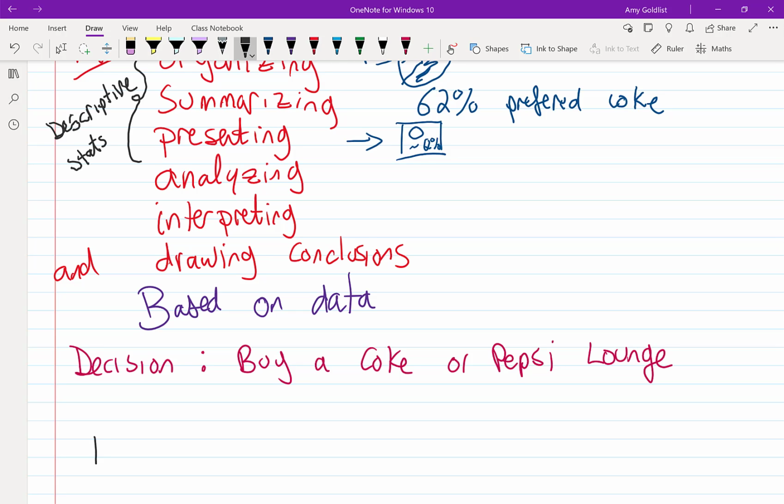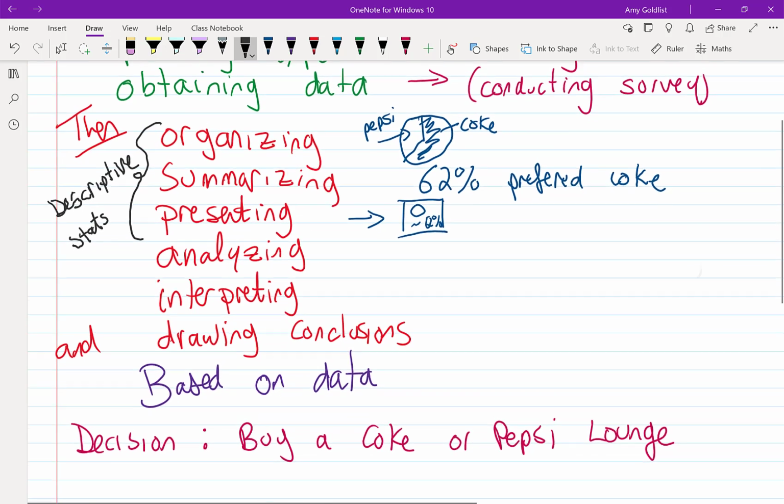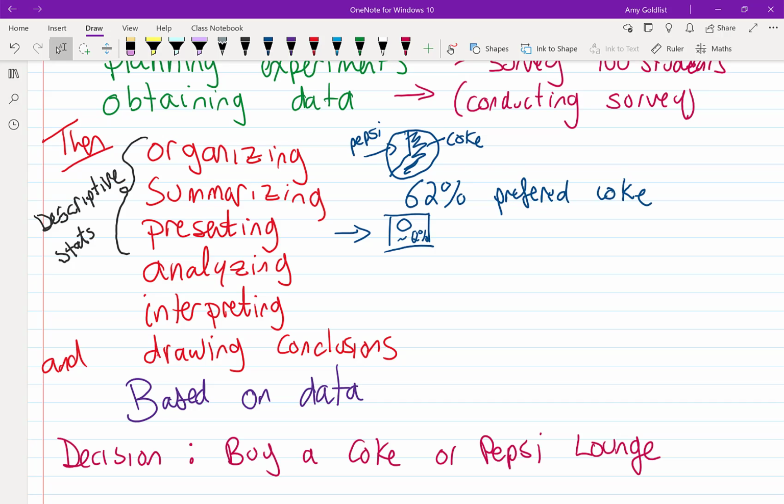Descriptive statistics is when we describe things. So I'm saying we're going to describe the data. We're going to look at things. We're going to do things like find averages, draw charts, etc. That's the first part. Now we get to the second part where we are going to analyze, interpret, and draw conclusions. This is called inferential statistics, where we make some inferences.